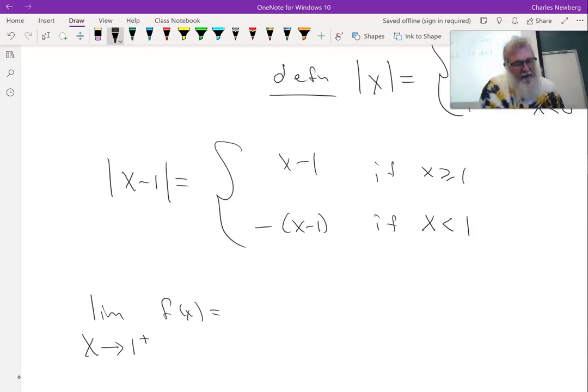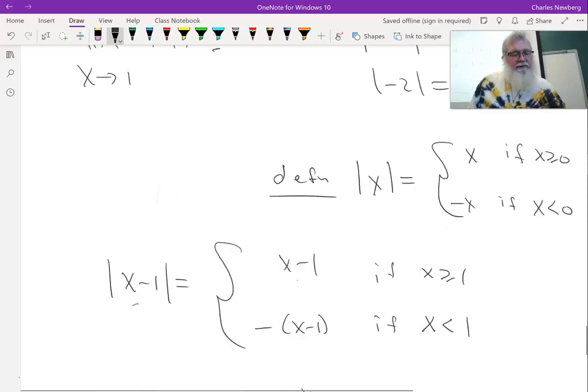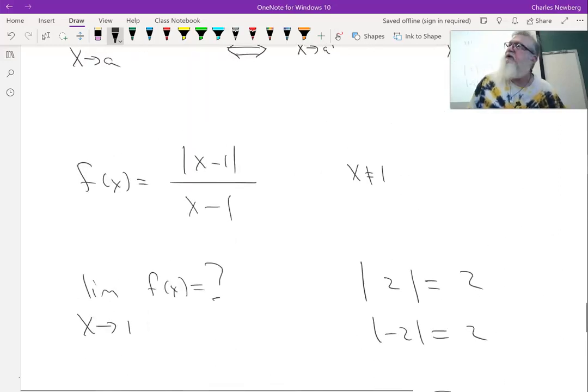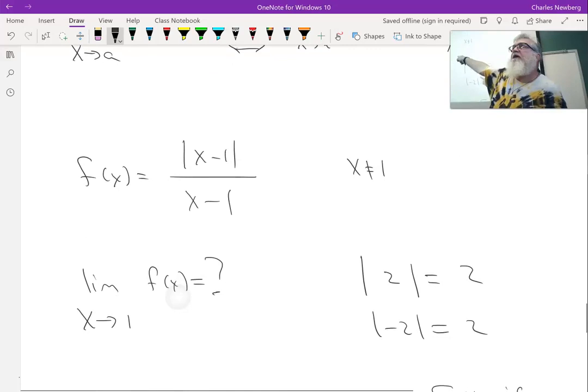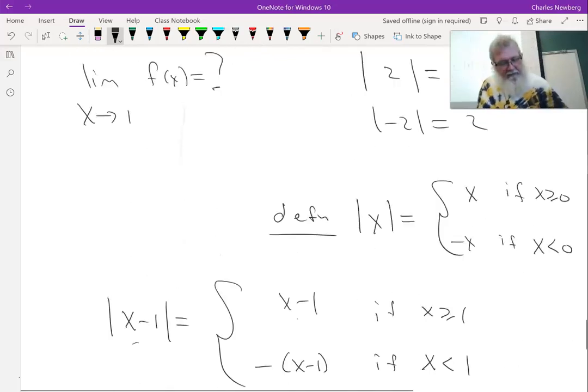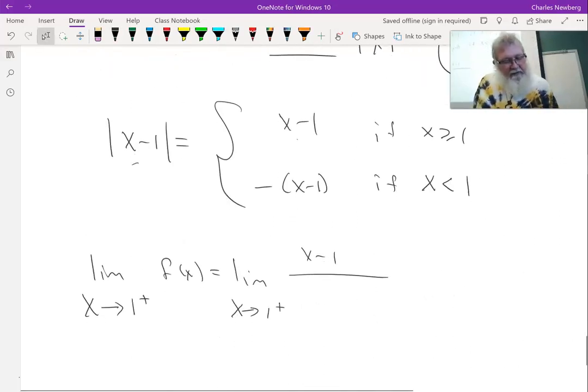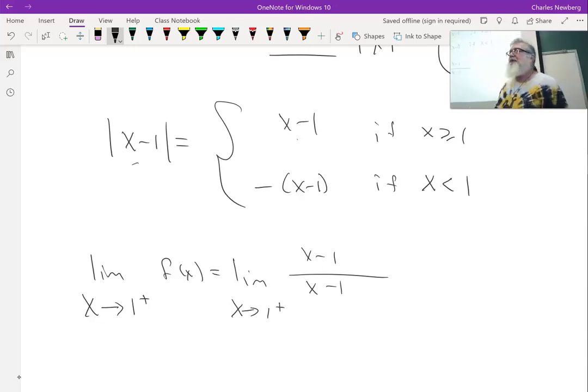So this will become the limit as x approaches 1. And let's see here. What's another name for the absolute value of x minus 1? X minus 1. And then remember, what was our denominator? Go all the way back to our function. What was the denominator of our function? X minus 1. All right. The other Tristan. What is x minus 1 divided by x minus 1? 1. Excellent. He didn't even use toes.